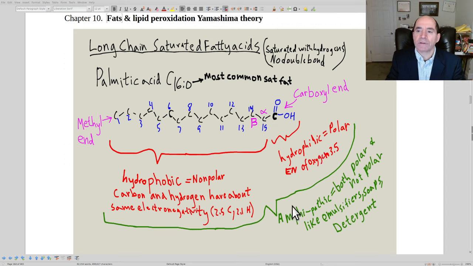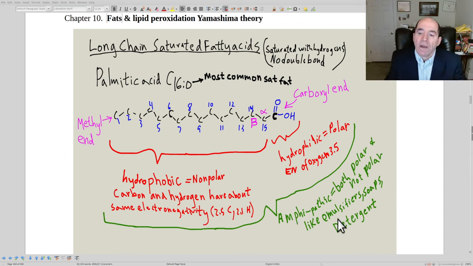And also notice that the fatty acid is sort of two things. It's part polar, part nonpolar. And the word for that is amphipathic. Amphi, like an amphibian. It can live in water and on land. And that's important because there are some molecules that intentionally are made to be amphipathic, like amphibians. They can be part aqueous and part hydrophobic, being soluble in an oil solution.